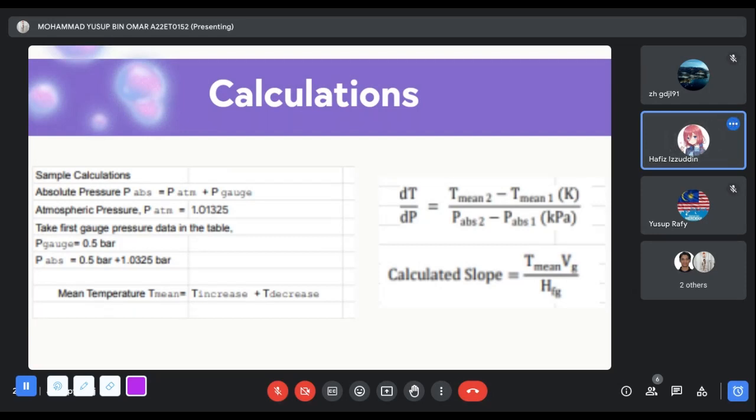So for dT over dP, we can get it with the mean temperature before and mean temperature after, over the absolute pressure after minus the absolute pressure before. And to calculate the slope, we take the mean temperature times the volume of gas over the heat of gas.